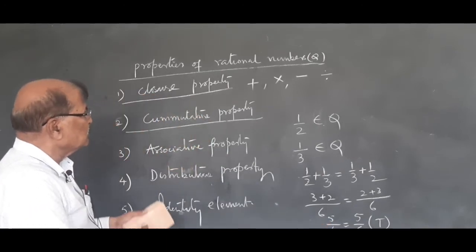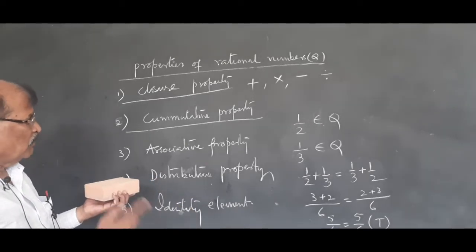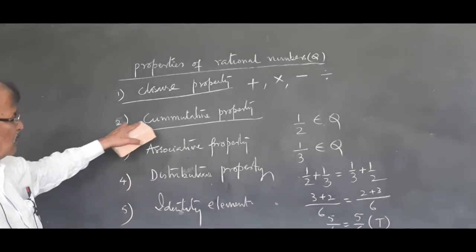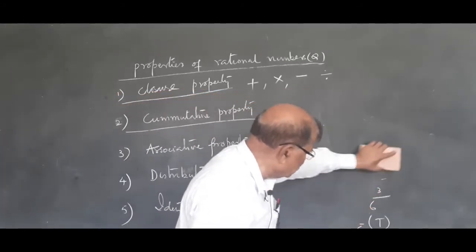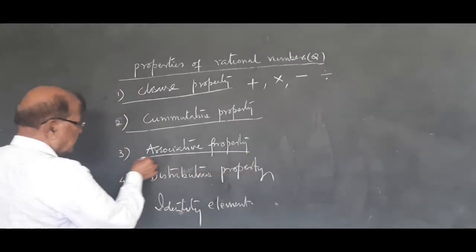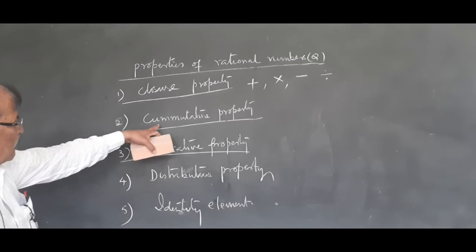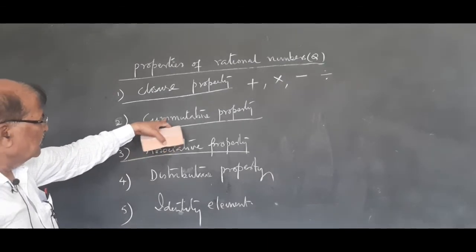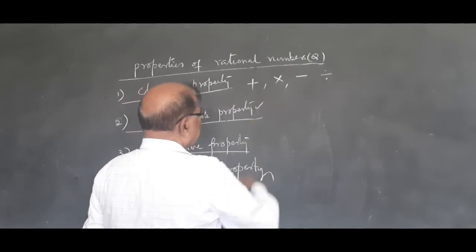Commutative property means if A and B are two numbers, if A plus B is equal to B plus A, that is called commutative property. So let us go to another property, associative property. In commutative property, we have taken only addition.